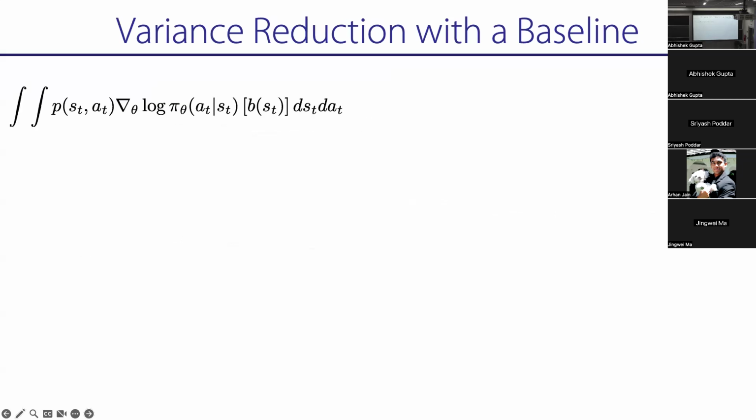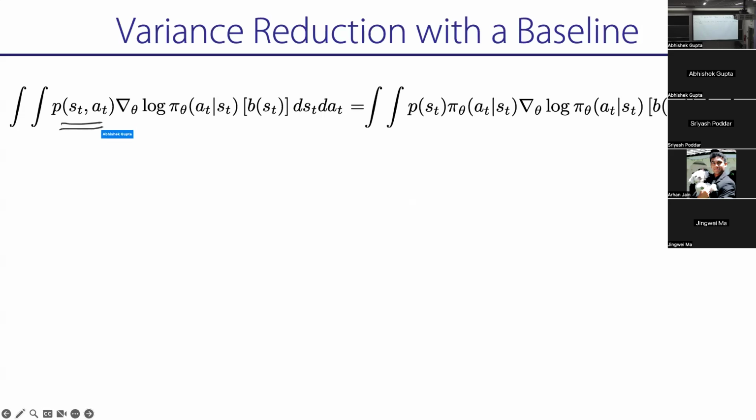So we have the second term. You can think of this as the expectation of grad log pi times B of S. Let's try and expand this a little bit. This is your stationary distribution under your policy. You can always write a stationary distribution as the marginal distribution times the conditional of AT given ST, times grad log pi AT given ST, times B of ST.